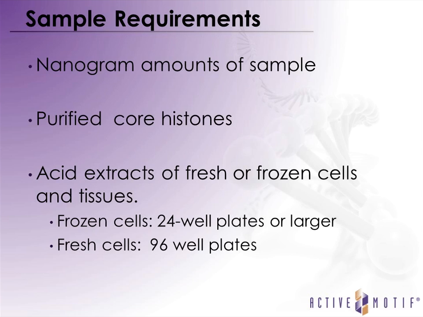Unlike the traditional methods for detecting histone modifications, this assay only requires nanogram amounts of sample and is compatible with purified core histones or cruder acid extracts from either fresh or frozen cells or tissues. When working with frozen cells, cells from 24-well plates or larger generate enough material for use in the assay, whereas with fresh cells, you can go straight from cell culture to assay in the 96-well plate format, making this platform extremely attractive to the high throughput and drug screening areas.